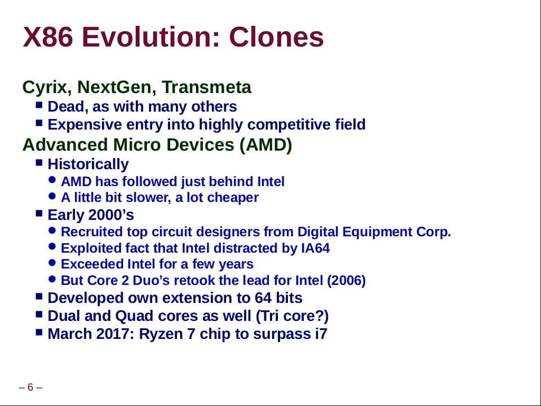There have been numerous companies that have tried to cut into Intel's market share of the x86, namely Cyrix, NextGen, and Transmeta. They're all dead. It's very expensive to try and enter this because Intel has billions of dollars to basically make you leave, and usually they will do so. The only one that has been able to compete is AMD, and the reason for that is a long history.